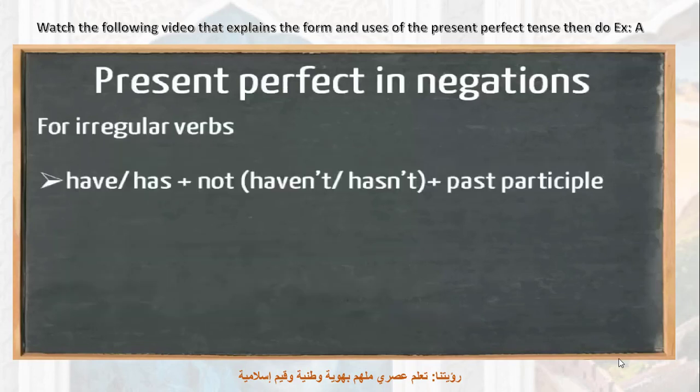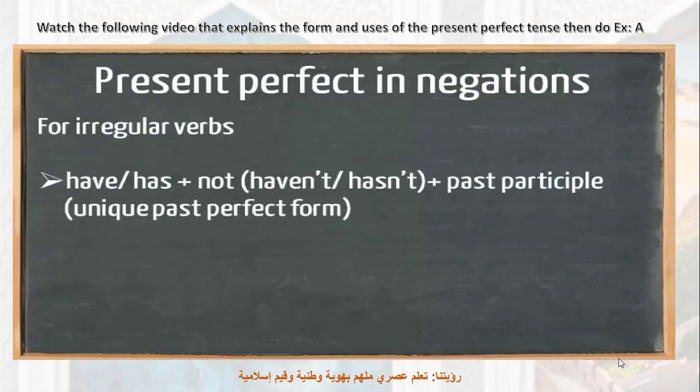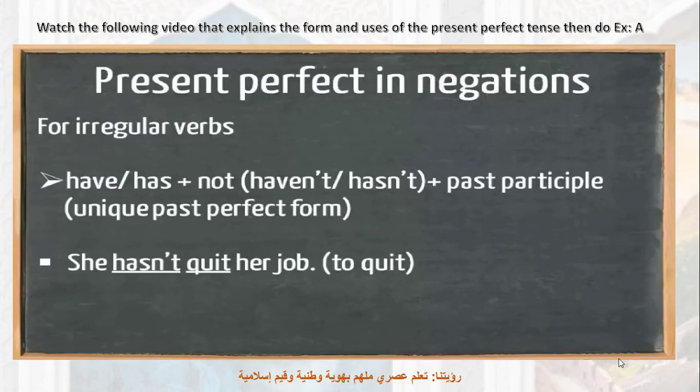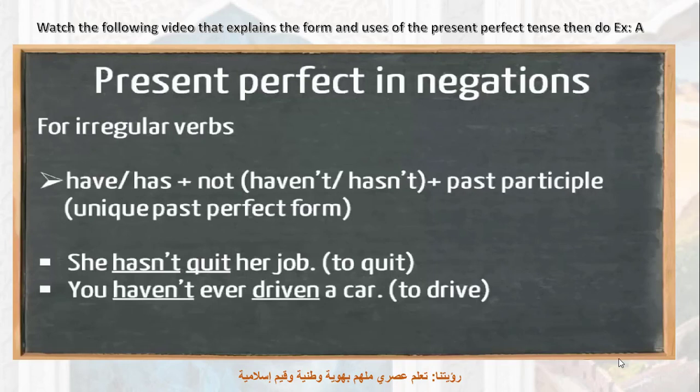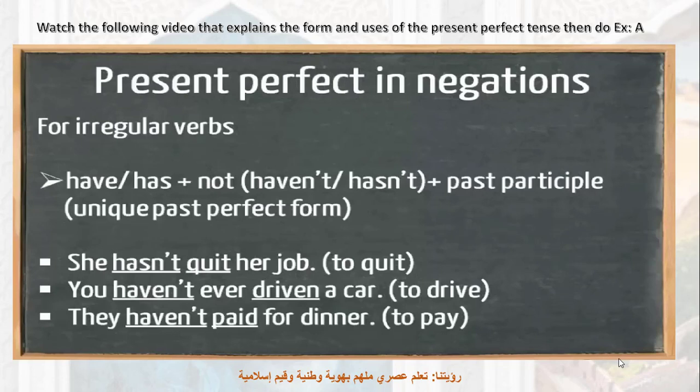For the irregular verbs, we also use the auxiliary verb to have and not, contracting it into haven't and hasn't, and the past participle. For example, she hasn't quit her job. The infinitive form of the verb is to quit. You haven't ever driven a car. The infinitive form of the verb is to drive. And they haven't paid for dinner.